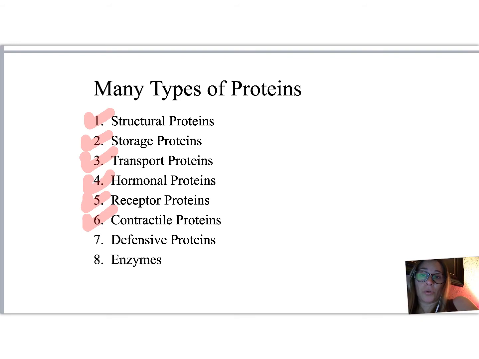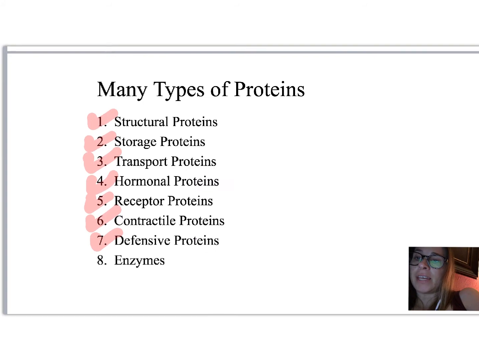Contractile proteins help us move. Defensive proteins can help protect the cells that we have in our body from foreign invaders or also from other rogue cells that could be dangerous. And finally, we have enzymes.